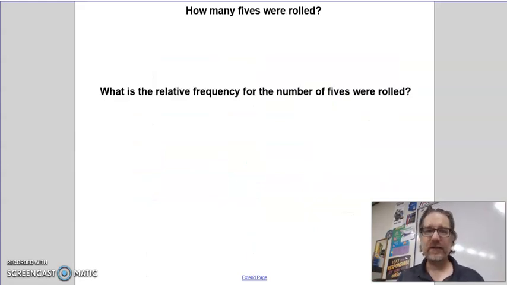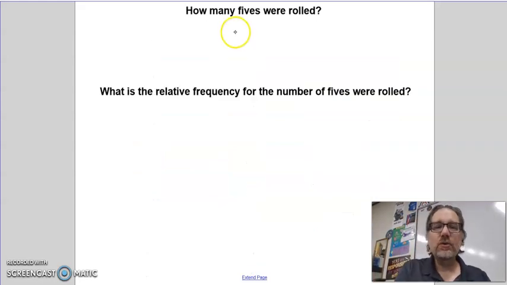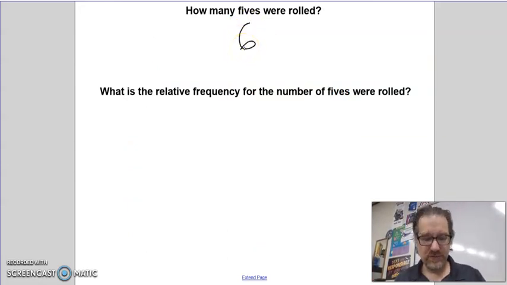Looking back at that, let's figure out how many times a 5 was rolled. I can count it from the table, but I don't like always counting from the table because it is very easy to lose track of one. When I've got my dot plot, just do tally marks: put a dot, put a dot, put a dot. We can see 5 was rolled 6 times.